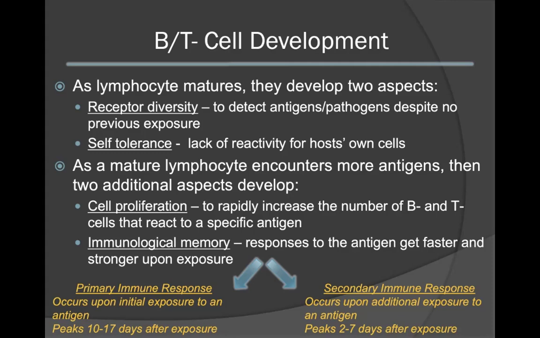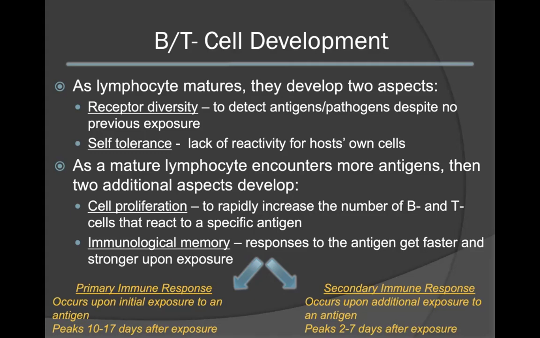When a lymphocyte matures, they have the ability to rapidly increase the number of B and T cells that react to a specific antigen. Thus, by undergoing cell proliferation, they can increase the number of immune cells that are responsible for detecting specific antigens. They also have immunological memory, which means that their response to the antigen gets faster and stronger upon each exposure. Also note that we have a difference between the primary immune response, which occurs upon initial exposure to an antigen, versus a secondary immune response.